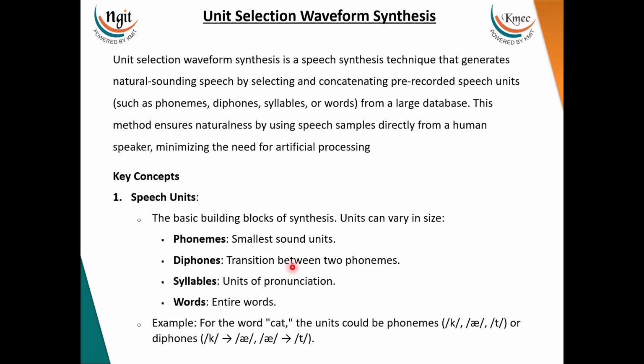Today we'll talk about unit selection waveform synthesis. Unit selection waveform synthesis is a speech synthesis technique that generates natural sounding speech by selecting and concatenating pre-recorded speech units from a large database. This method ensures naturalness by using speech samples directly from a human speaker, minimizing the need for artificial processing.